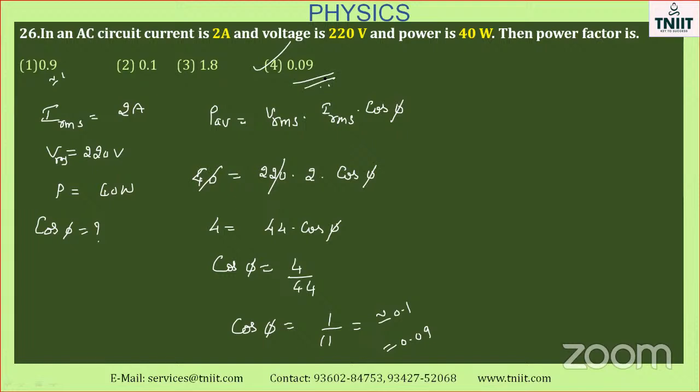Usually the students will go approximately like 0.9. No, 1 by 11 is 0.09. You have to do the calculation properly there. You have to be very careful in doing the calculation part, students.